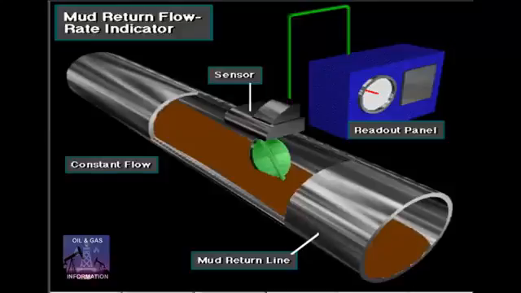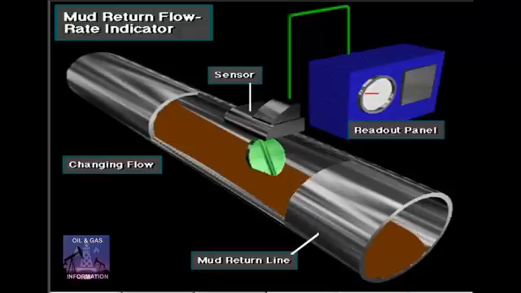The driller sets the readout so that as long as return flow is normal with constant pump speed and output, no alarm sounds or lights up. However, when the return flow rate changes, increases or decreases, the paddle's motion also changes. This change in paddle motion sends a signal to the driller's readout and sounds or illuminates an alarm.